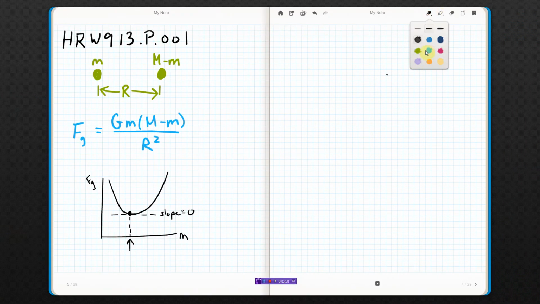If I multiply this out, I get that the force of gravity is equal to G, I'm going to leave G outside, little m big M minus little m squared, and that's all over r squared. Now I need to take the derivative. All this stuff out here, those are constants.